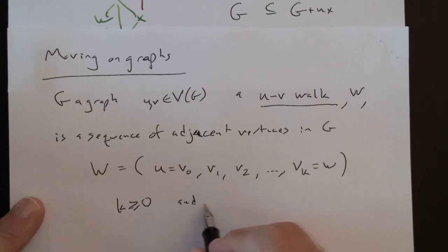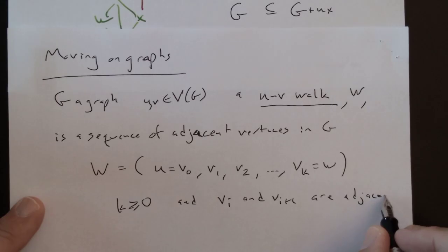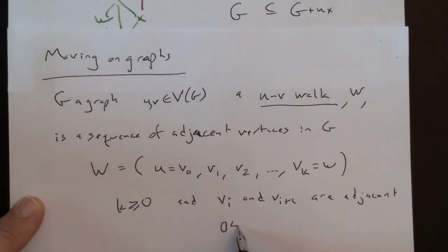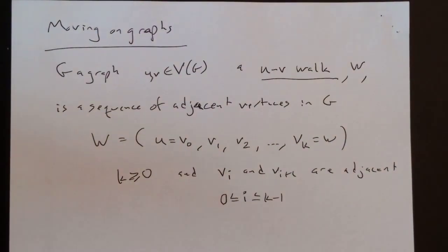And the vertices v_i and v_i plus 1 are adjacent, for 0 less than or equal to i, less than or equal to k minus 1. So I can think of myself as hopping around my graph. The vertices v_i lay on the walk. They are the steps along the walk. The edges, v_i to v_i plus 1, belong to the walk.